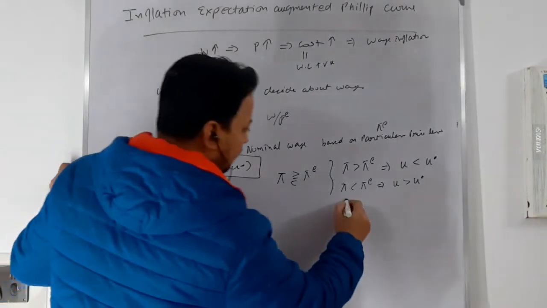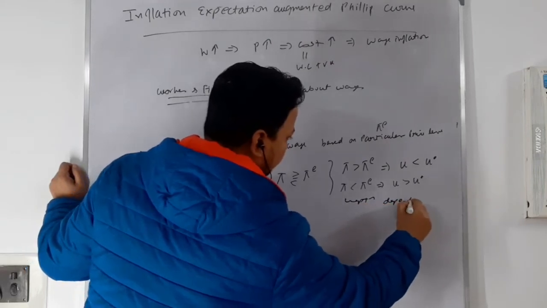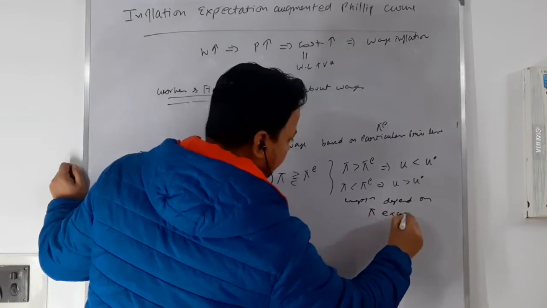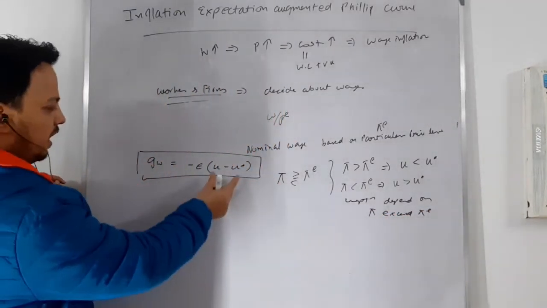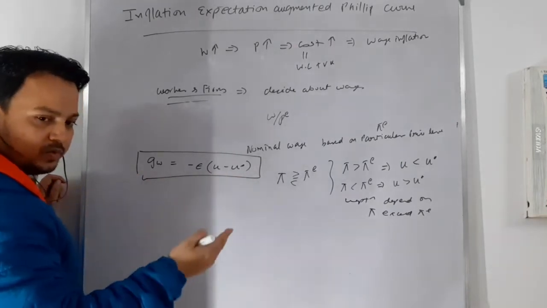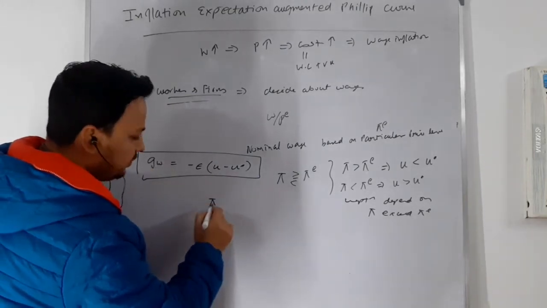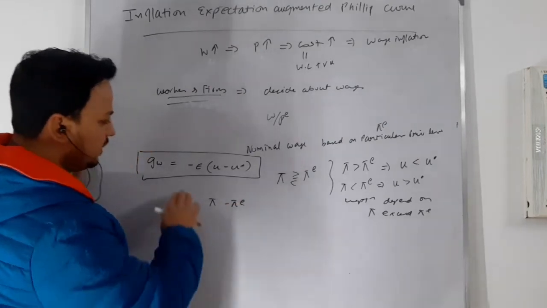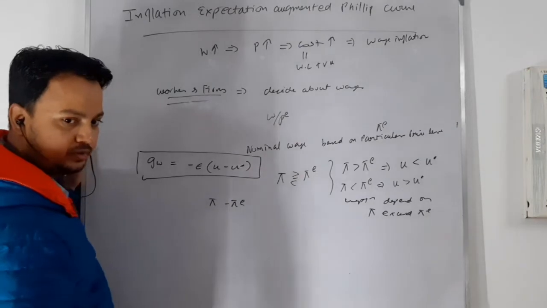So here one important point, remember: unemployment in the economy depends on how much your actual inflation exceeds your expected inflation. So in place of g_w I can write pi minus pi e. So this is the inflation expectation augmented Phillips curve equation.